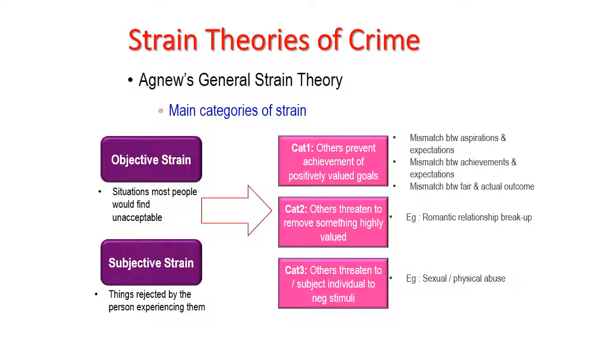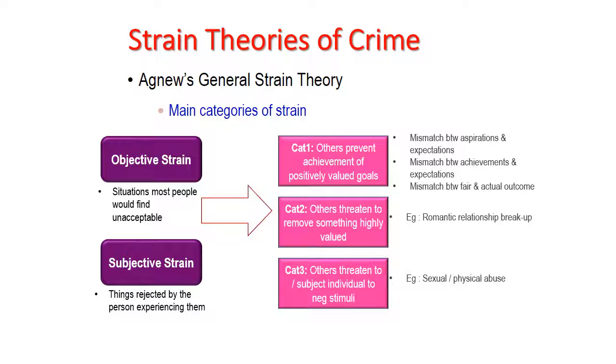Now, he proposes that these strains could result in three things. Strains that result in category 1 consequences are strains that prevent the achievement of positively valued goals for the individual. This could be caused by a mismatch between the aspirations and expectations of the individual, a mismatch between the achievements and expectations of the individual, or a mismatch between what is perceived to be a fair outcome and the actual outcome.